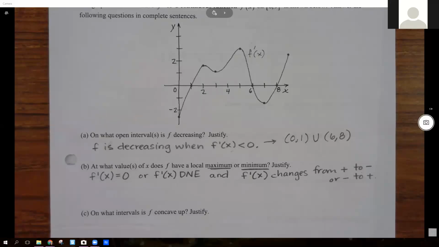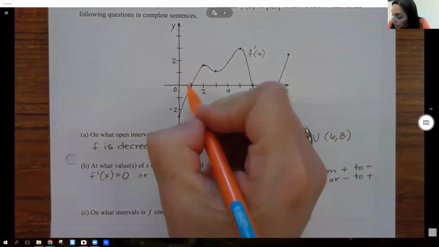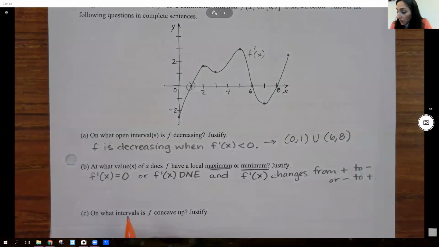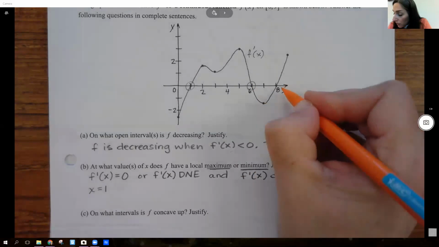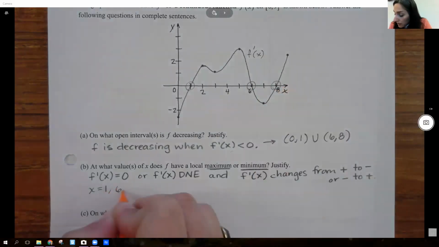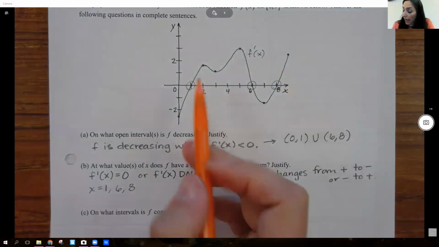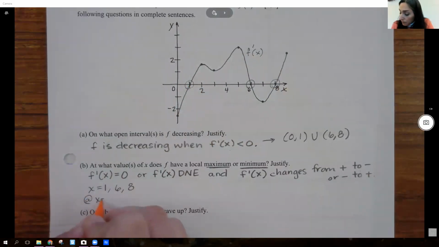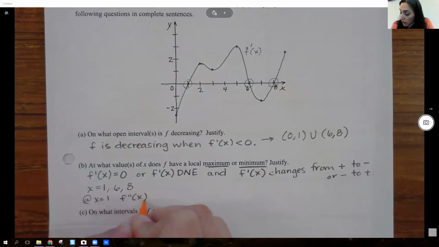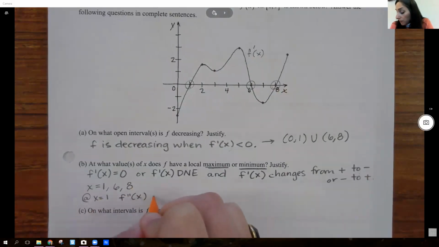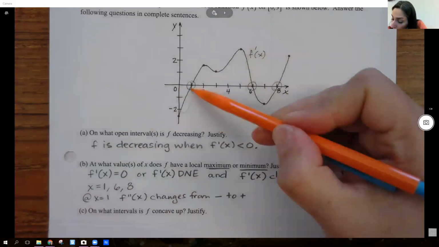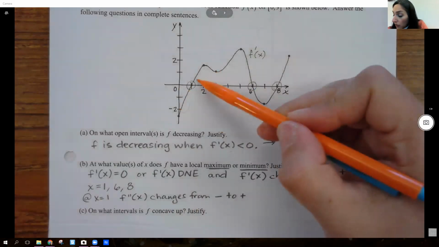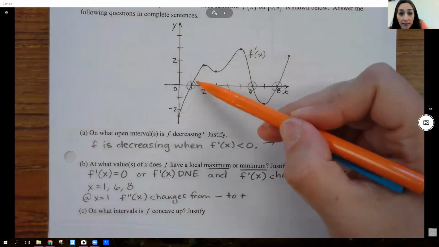At 1, 6, and 8. 1, 6, and 8. Yeah, good. So at 1, the derivative equals 0. At 6, the derivative equals 0. And at 8, the derivative equals 0. Also, at 1, the derivative changes from negative to positive. You have y values below the x-axis and you have y values above the x-axis.